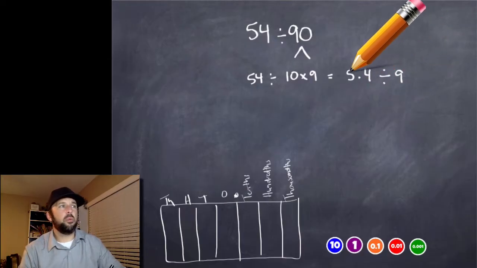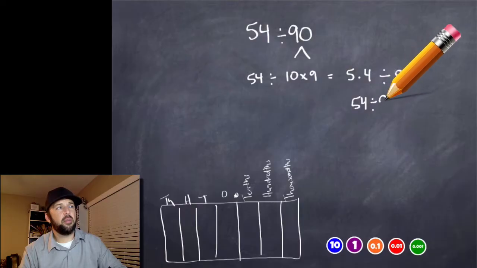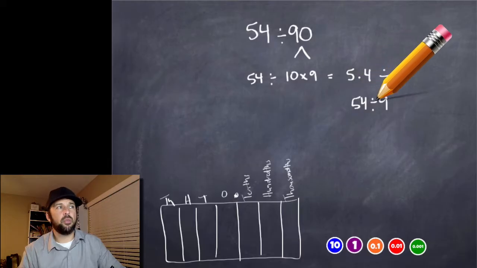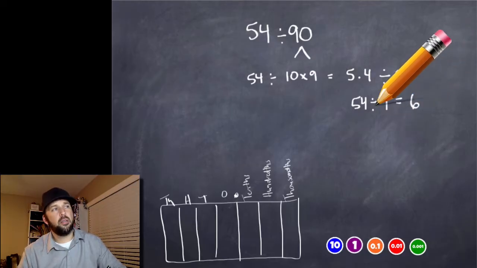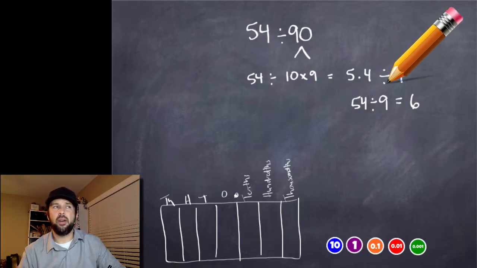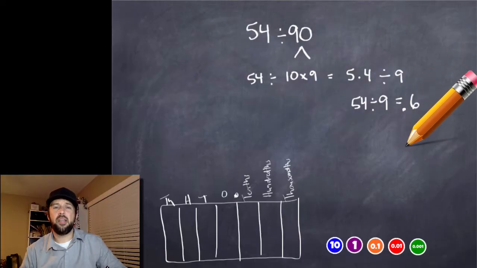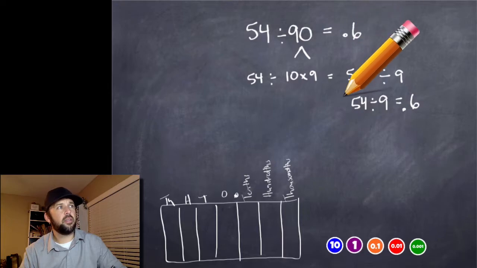Right, and this we could do, but we have to think of this 5 and 4/10 as 54/10 instead. So 54/10 divided by 9. So we basically multiplied it by 10 to get it back to 54/10, and then we can divide now. So 54 divided by 9 is going to be 6. But since we multiplied by 10 to move the place value, we've got to divide it by 10 to move the place value back. So it's going to be 6/10. So 54 divided by 90 equals 6/10.